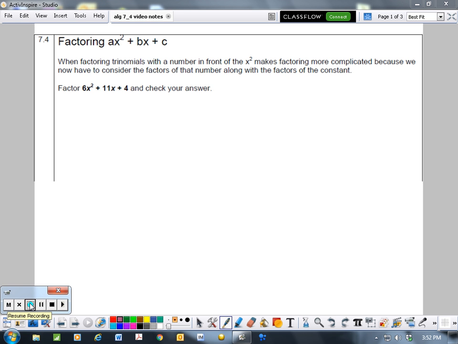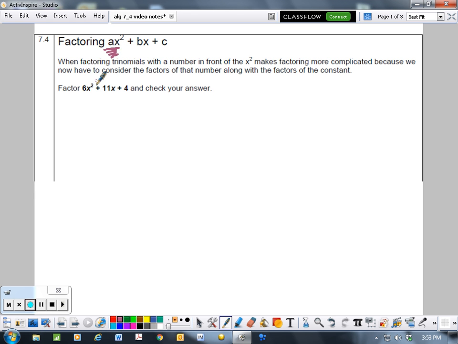Okay, so now we're to section 7.4, which again is way harder than 7.3. If you were in 7.3, you may have noticed the shortcut, but that shortcut doesn't work here because now all of a sudden we have a number in front of x squared, which means that now it's going to get more complicated. But if you used the long methods on 7.3, nothing changes.